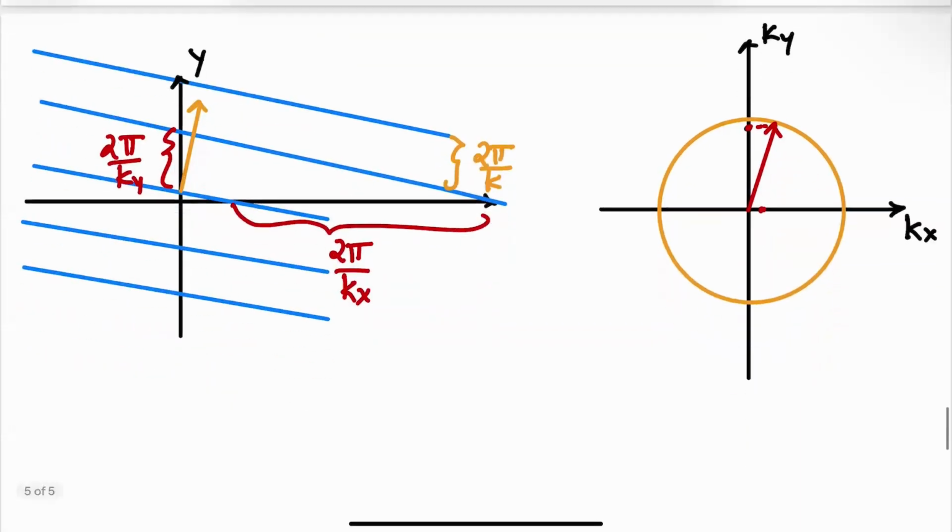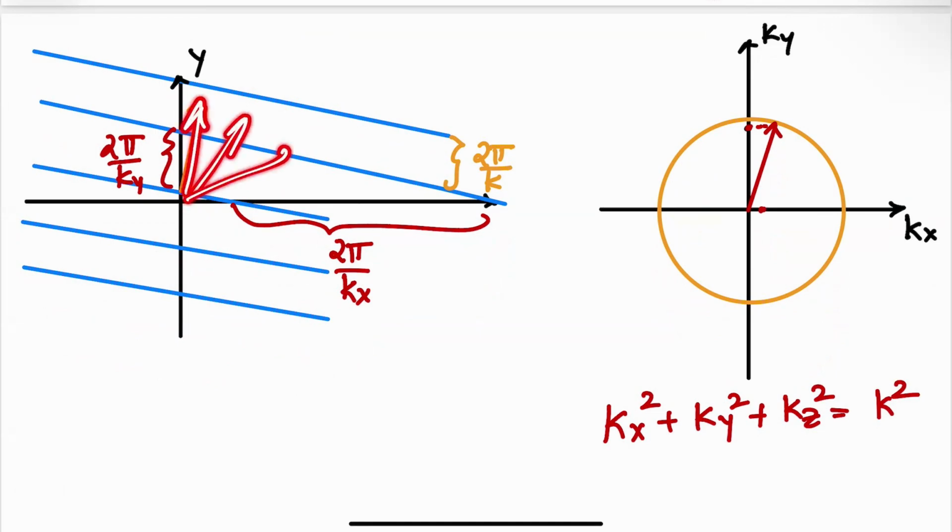Why do they have to lie on a circle? Because we know that kx squared plus ky squared plus kz squared is equal to k squared. That's one way to look at it. Another way to look at it is that each of them corresponds to a plane wave going in different directions. Then that has to correspond to k's that trace out a circle, right? When k is fixed, which means the frequency is fixed, right? Because k is omega over c.